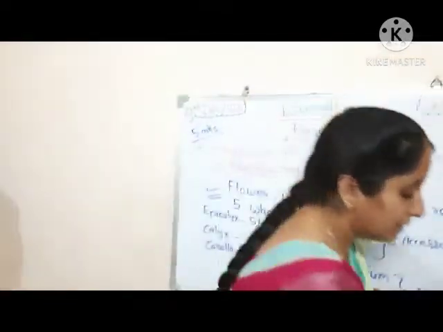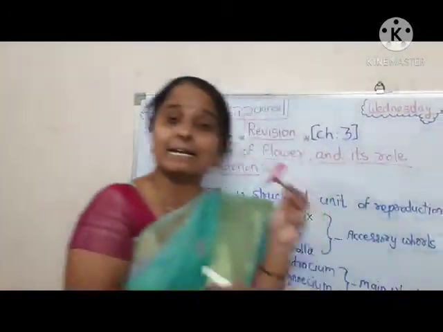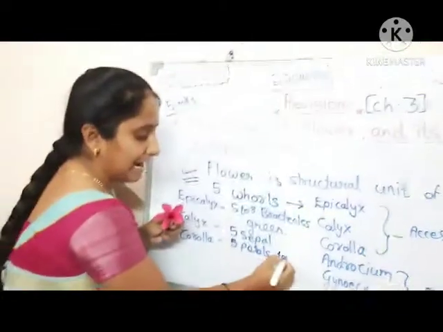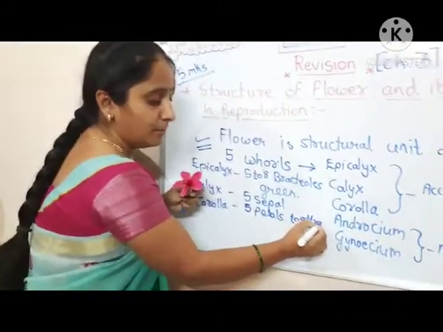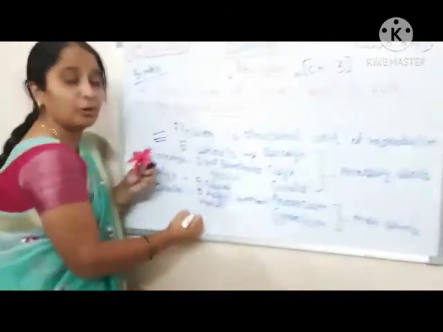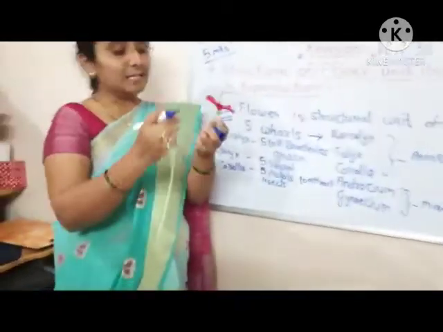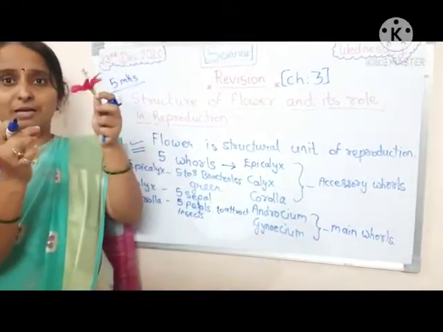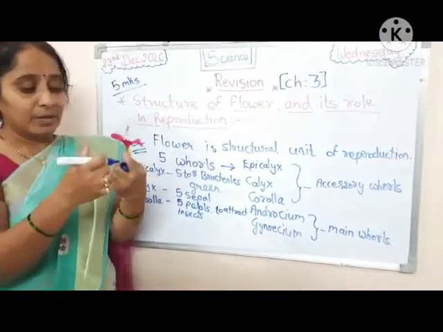So these colors of corolla indicate its function. The function of these petals is to attract insects for pollination, as well as make the flower attractive. Okay, the next.